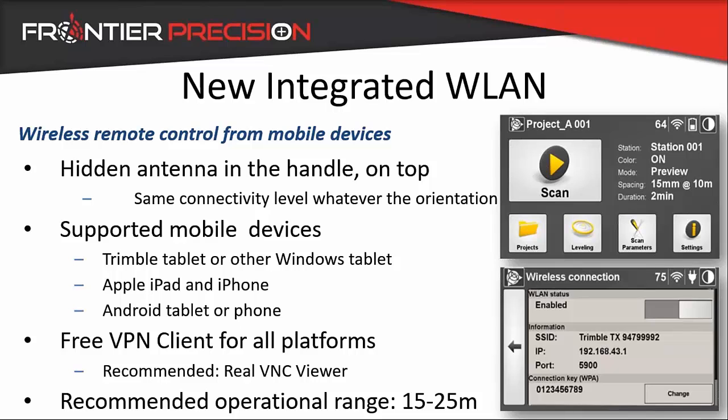The ability to operate wirelessly, just like we can now with the SX10. Same capabilities here. Recommended range is 15 to 25 meters, so you can basically set up your scanner, jump in the truck, sit at the laptop, and scan and control the scanner. It does support wireless through other third-party devices, so you can run a Trimble tablet, or you can even run an iOS type of tablet or phone. Same with Android.